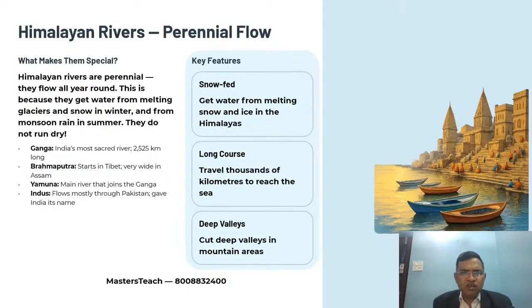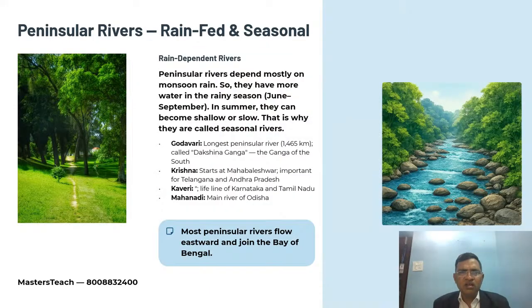So the key features of these Himalayan rivers are perennial flow and being snow fed, getting water from melting snow and ice in the Himalayas. Then long courses: whether it is Ganga, Brahmaputra, Yamuna, or Indus, they travel thousands of kilometers to reach the sea. And deep valleys: they cut deep valleys in the mountain areas. This is about the Himalayan rivers.